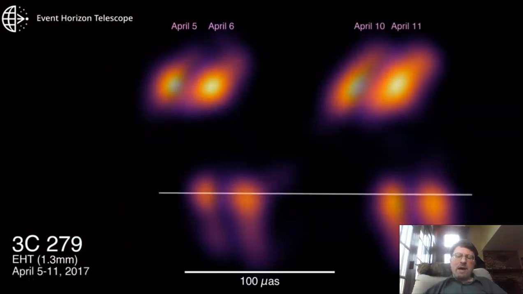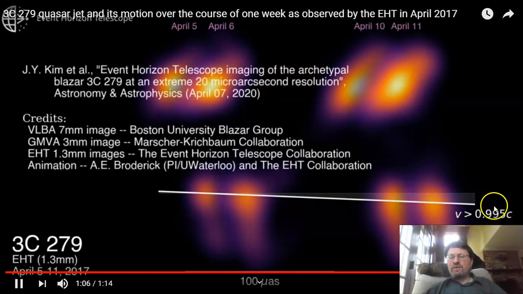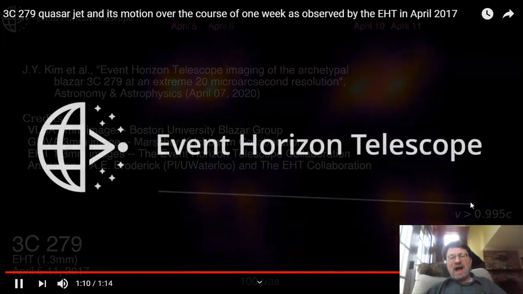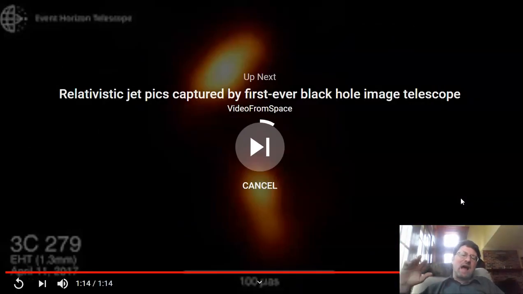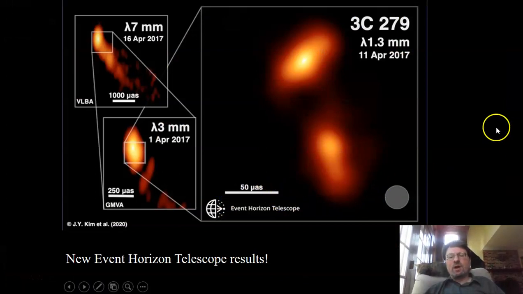And by monitoring the changes in the positions of the central brightness here, you have this material that's being shot out, and you can determine that it's moving at speeds faster than 99.5% the speed of light. So these jets of highly energetic material are being shot out, and we're seeing that through observations.